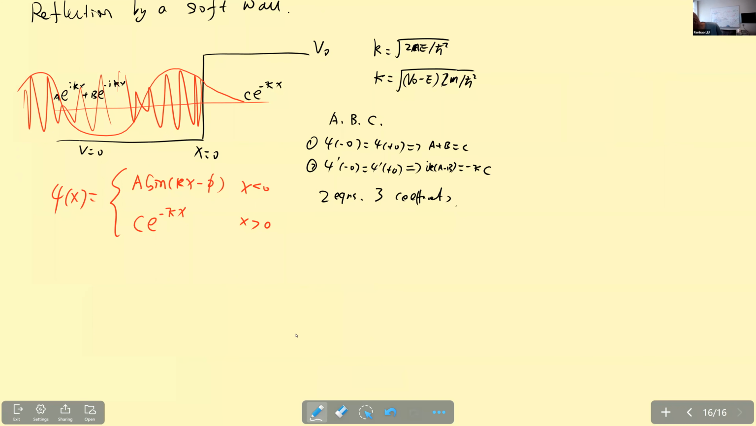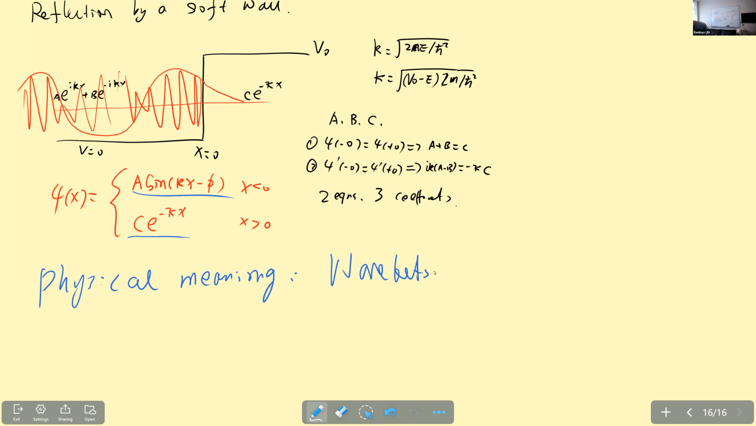And then you ask the question, what's the physical meaning? So now you can see that this part is the plane waves, but appearing only on the left, and this part is only a decaying function, and that will be important only when you consider wave packets close to the center. So then you form the wave packets.